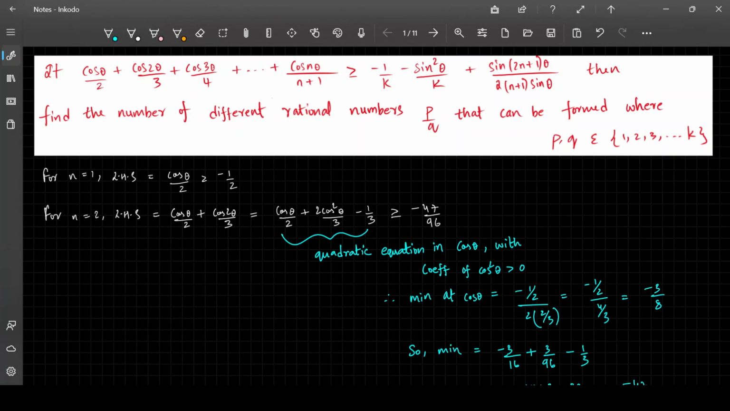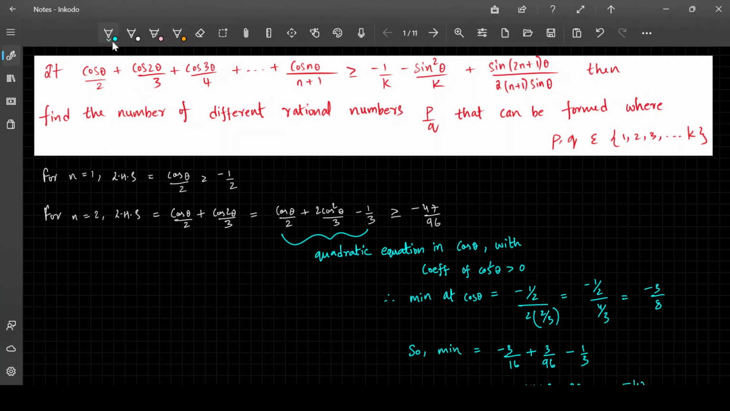So in today's problem, we shall see an interesting combination of two topics: one is from trigonometry and the second one is combinations. The first part of the question says, if cos theta by 2 plus cos 2 theta by 3 plus cos 3 theta by 4 plus so on plus cos n theta by n plus 1 is greater than or equal to minus 1 by k minus sin square theta by k plus sine of (2n plus 1) theta by 2(n plus 1) sine theta, then find the number of different rational numbers.